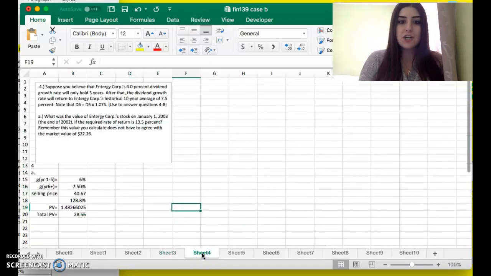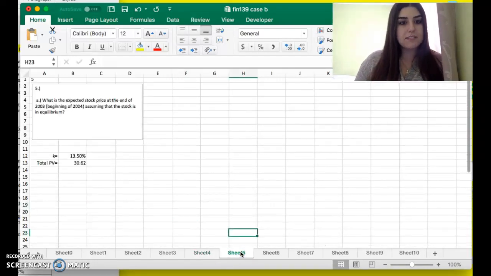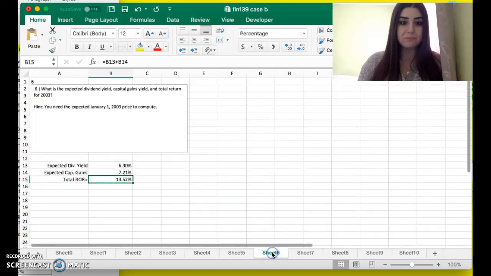Question 4 wants to know what's the value of the stock on January 1st, 2003 if the required rate of return is 13.5%. So given the growth rate of years 1 through 5 as 6%, year 6 and on as 7.5%, and the selling price of $40.67, we get the total value at $28.56. Question 5 is asking, what's the expected stock price at the end of 2003, assuming that the stock is in equilibrium? And so we get an expected stock price of $30.62 using the 13.5% rate of return.